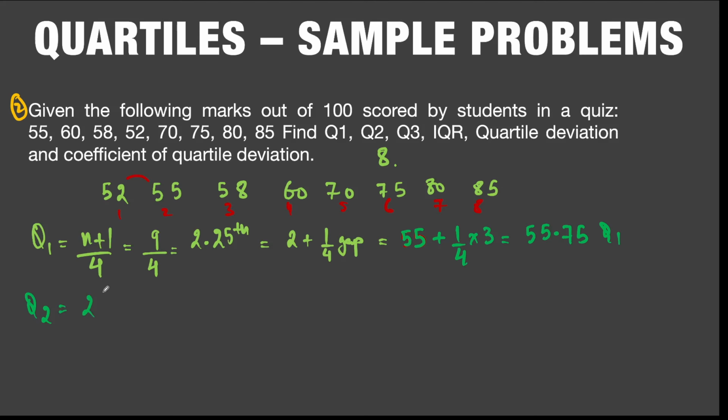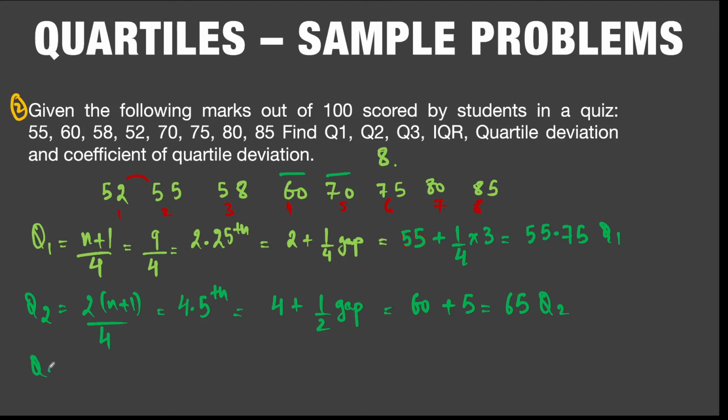Q2 says that 2 times (n plus 1) by 4th term is going to be my answer. n plus 1 is equal to 9. 9 into 2 is 18, or 9 by 2 is 4.5. So the 4.5th term is going to be my answer. That means the 4th term plus half of the gap between the 4th and the 5th term. The 4th term is 60, and the 5th term is 70. So 60 plus the gap, 70 minus 60 is 10, 10 upon 2 is going to be 5. So 65 is going to be my value of Q2.